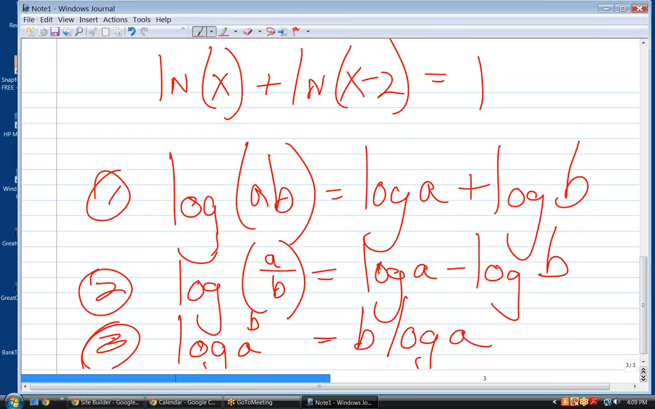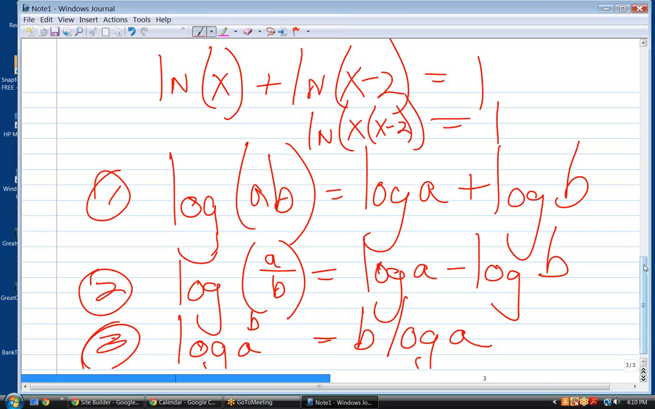So what I have here is the sum of two logs. You want to be able to go backwards and forwards between these rules. When you go to the right, you're expanding. When you go to the left, you are compressing. In this particular case, we want to compress. It's already expanded. So what can I say here based on rule number 1? It would be the natural log of x times x minus 2 equals 1.